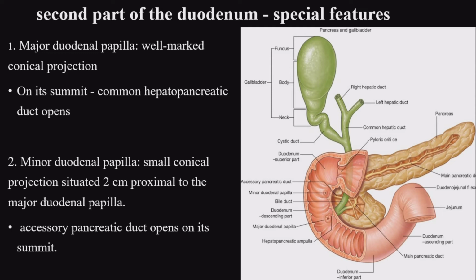These are the major duodenal papilla. It is a well-marked conical projection on the posteromedial wall and situated 8 to 10 cm distal to the pylorus. On its summit opens the common hepatopancreatic duct. Next is the minor duodenal papilla. It is a small conical projection situated 2 cm proximal to the major duodenal papilla. The accessory pancreatic duct opens on its summit.